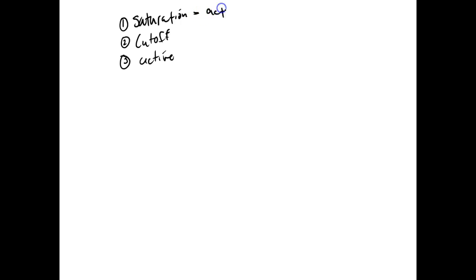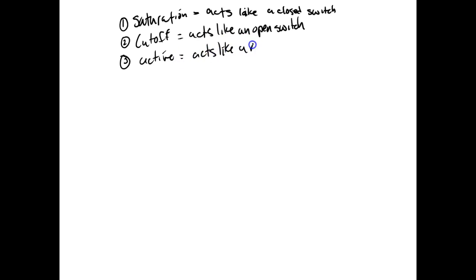In saturation, it acts like a closed switch. In cutoff, it acts like an open switch. In active region, it acts like a rheostat. Those are the three regions we can operate. So when I operate it as an amplifier, this is the guy right here. When I operate it as a switch, this is the two guys right here. We operate it in saturation and cutoff.